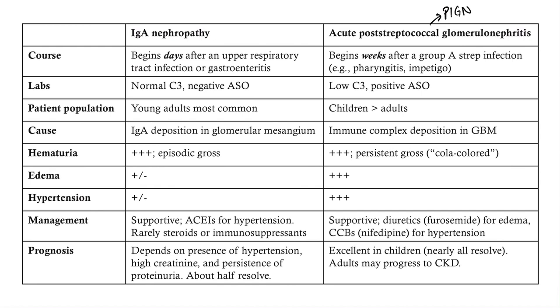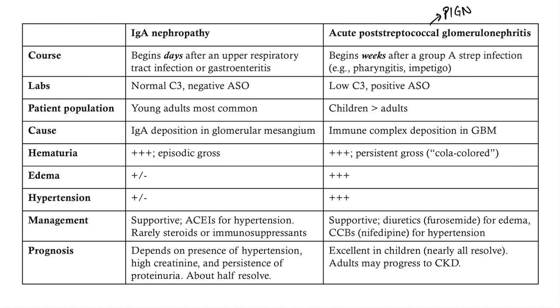The management for IgA nephropathy is supportive. If you're dealing with hypertension, like in this patient, you're going to give ACE inhibitors. Rarely you would use steroids or immunosuppressants. Now, in PSGN, it's pretty much always supportive, but a lot of these patients have some pretty significant edema, you're going to see puffiness around the eyes. And so in those cases, if you're dealing with a child who's very edematous, do diuretics, give furosemide. If you need to deal with hypertension, you're going to go for calcium channel blockers like nifedipine.